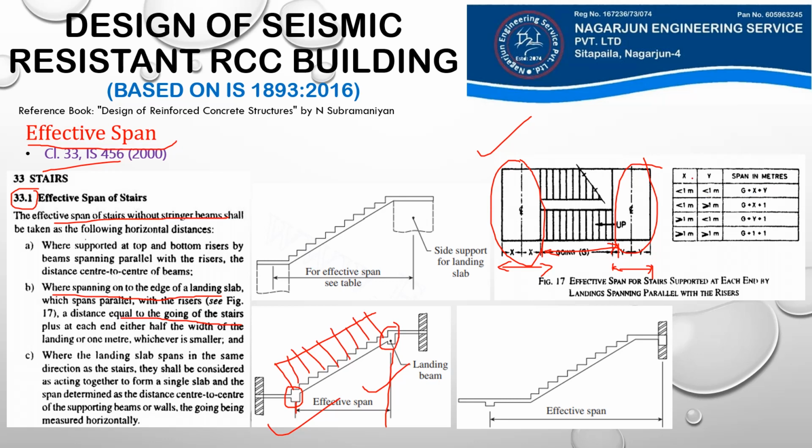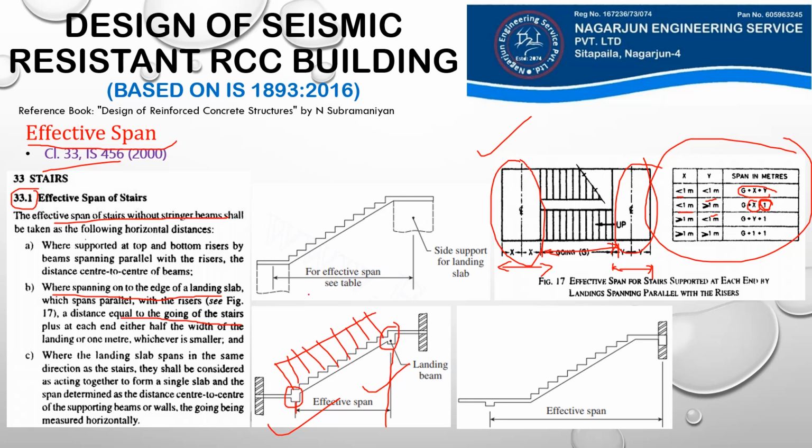So let's see here. If both x and y are less than 1 meter, then our span will be g plus x plus y. If x is less than 1 meter and y is greater than 1 meter, we take y to be 1, but we take x to be the same value that we have here. So from this you can see that the value of x and y is limited to 1 meter maximum. If it is greater than 1 meter, then we take that 1 meter only. So this will be our effective span of these staircases.